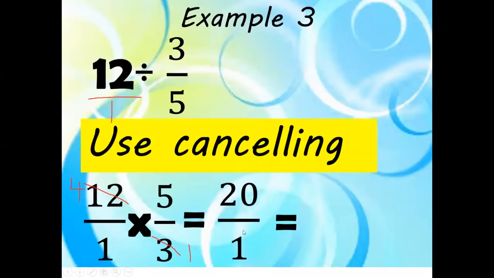So 20 over 1. If a number or a fraction has a denominator of 1, it is understood that it is a whole number. You just remove the 1, so the final answer will be 20. Because 20 divided by 1 is also 20.